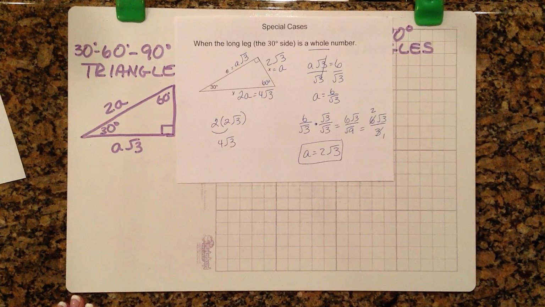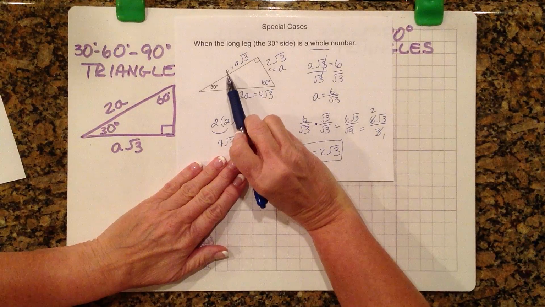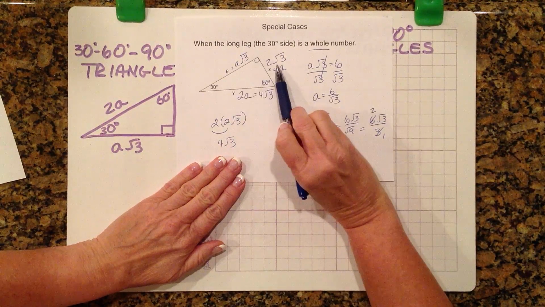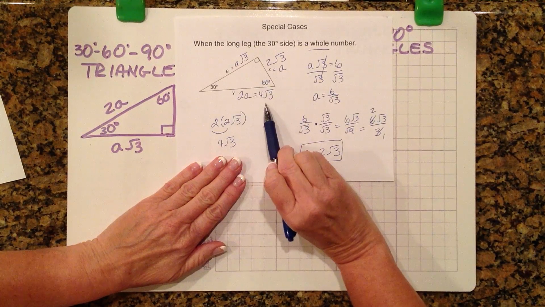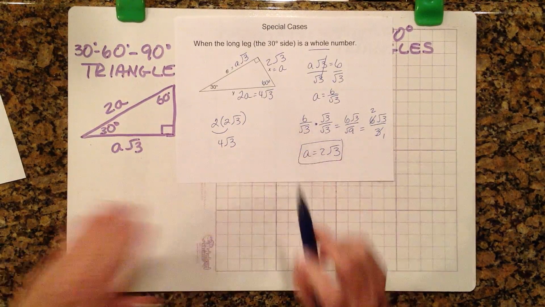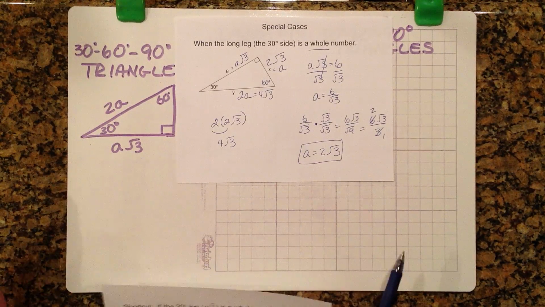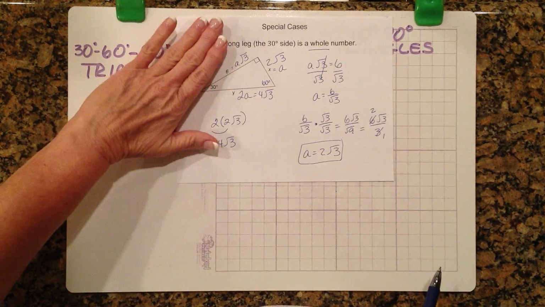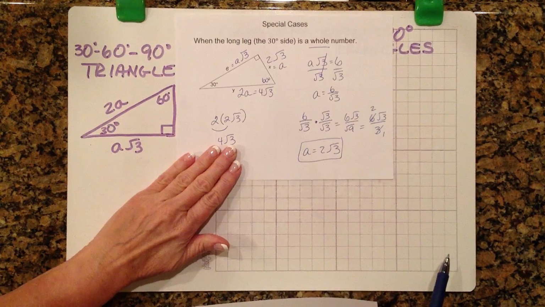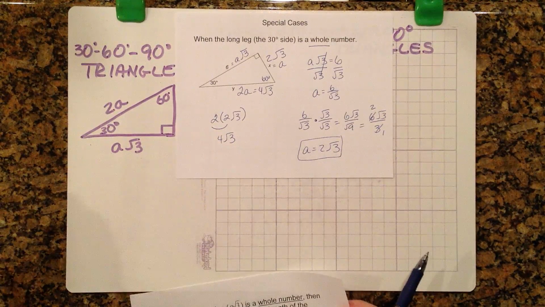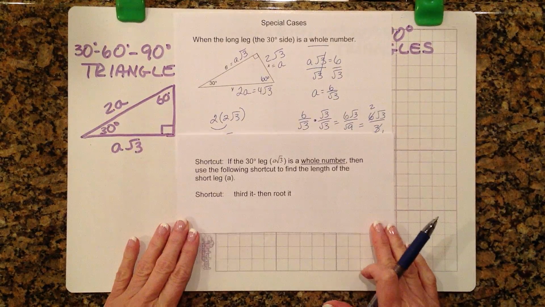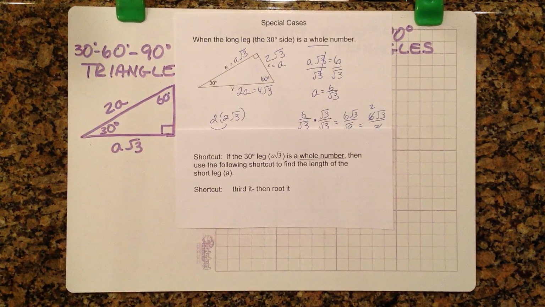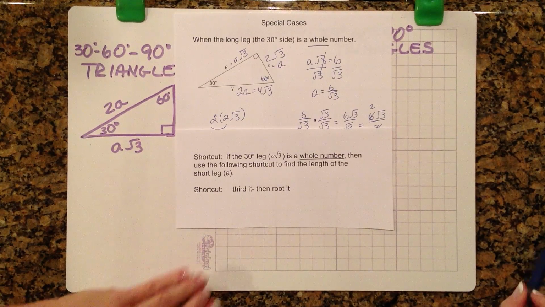Okay, that is a special case there. My answer: this side is 6, this side is 2 square root of 3, and the y side is 4 square root of 3. Now, again, like we did with 45-45-90, when we had a special case, we learned a shortcut. Remember, it was called half it and root it. We have another shortcut also. It's a little bit different from the last one, not much though.